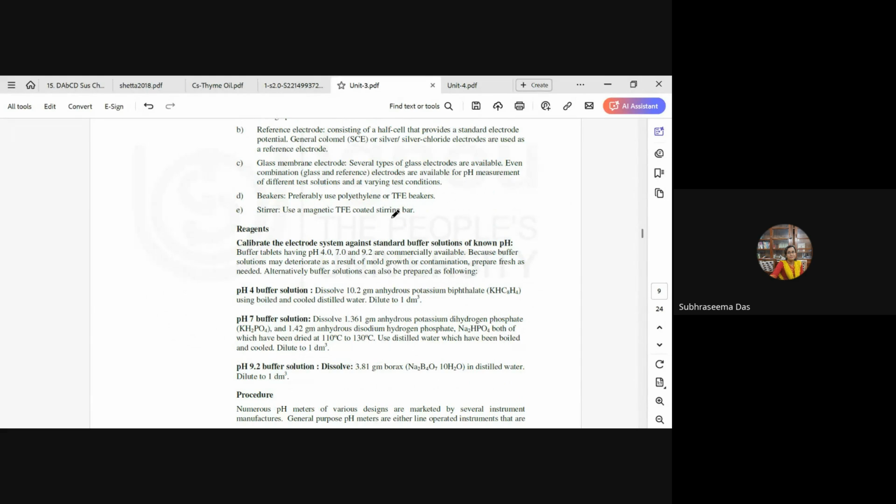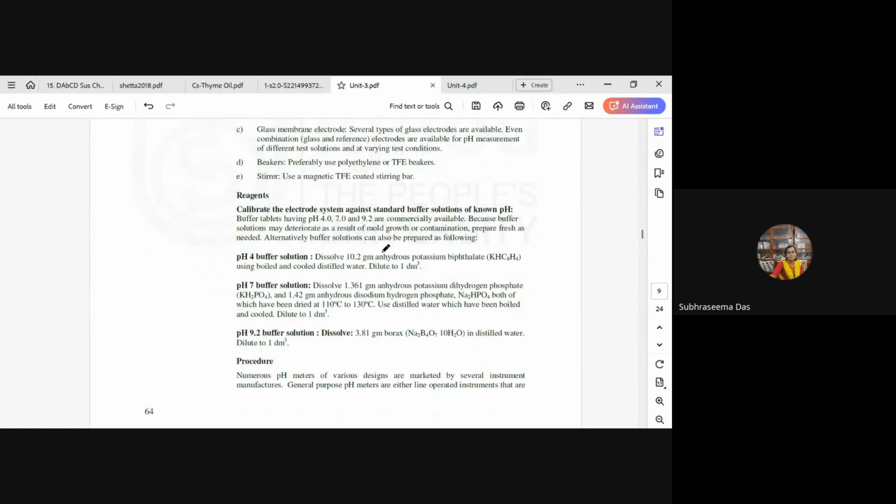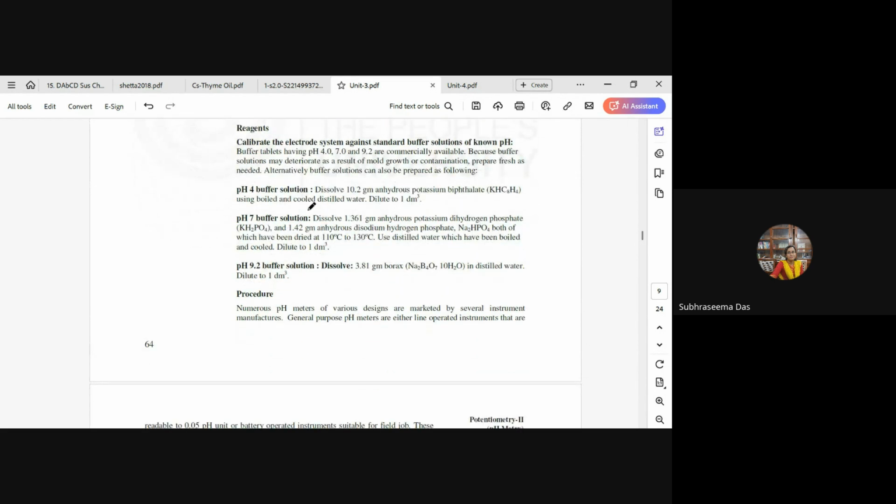Then we will take the reagents. First we will calibrate our instrument. For this purpose, we have buffer tablets available with pH 4, 7, and 9. First we will prepare the pH buffer solution. For pH 4, 10.2 grams of anhydrous potassium biphthalate is boiled, cooled, and then diluted to 100 ml.